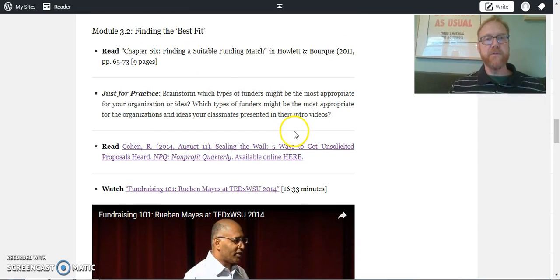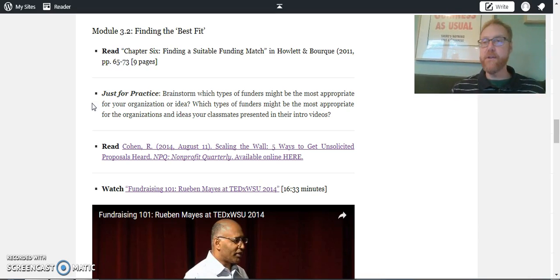Then we're going to move on to Module 2, Finding the Best Fit. You're going to read Finding a Suitable Funding Match from Hallett and Bork. And then you're going to do another Just for Practice, assuming you have the time, where you're going to brainstorm which types of funders might be the most appropriate for your organization or idea, and which types of funders might be the most appropriate for the organizations and ideas your classmates presented in their intro videos.